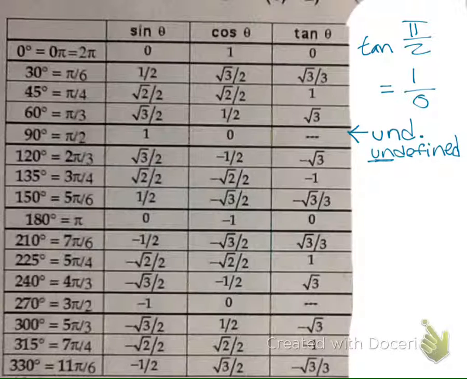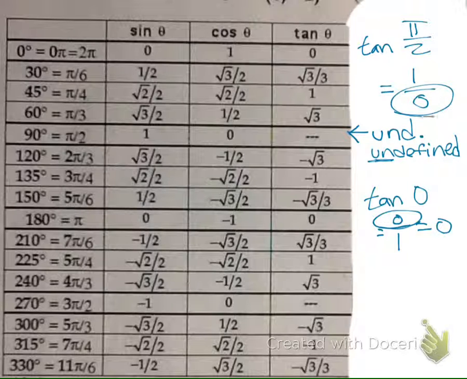Okay, but notice that these ones are not a problem. Tangent of 0, for example, is having me do 0 divided by 1. So, different example here, if I'm looking at tangent of 0, that's just going to equal 0 divided by 1, and that's fine. That's just 0. I can have 0 in the numerator, just not in the denominator. So that's how the rest of the chart gets filled out.